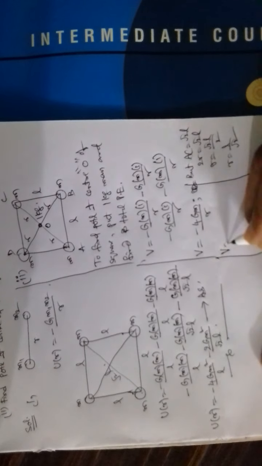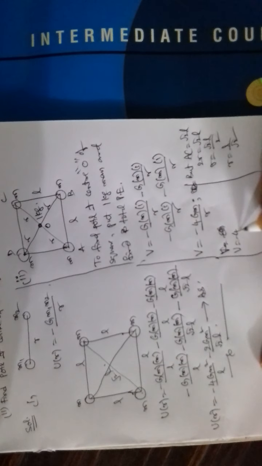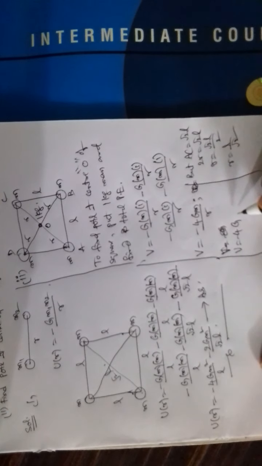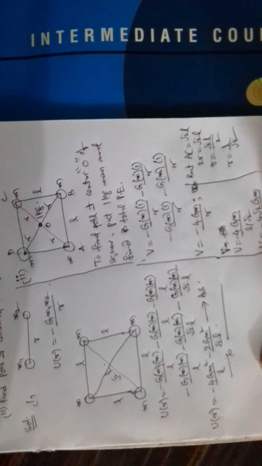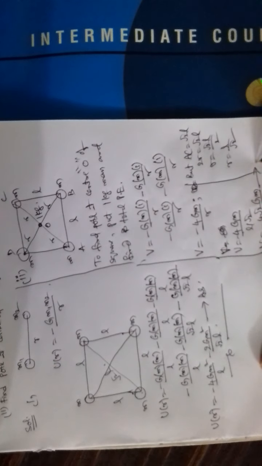So V is equal to minus 4 G M by R, which is minus 4 root 2 G M by L. This is another answer.